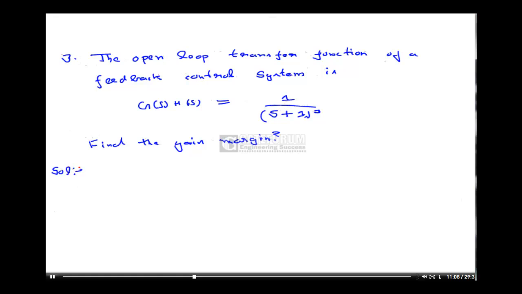Solution. So what is gain margin and what is phase margin? See, the gain margin is measured at the point at which phase is minus 180 degrees.